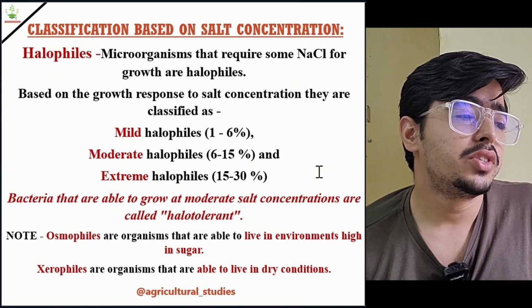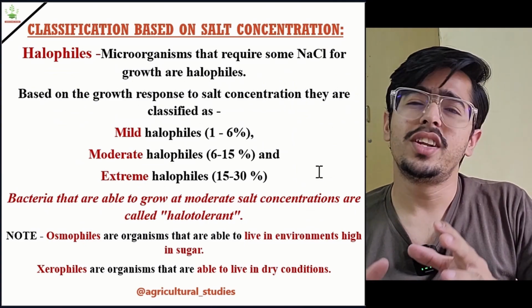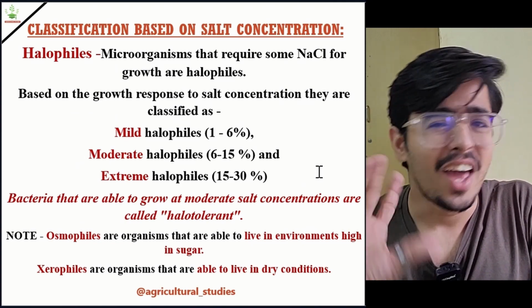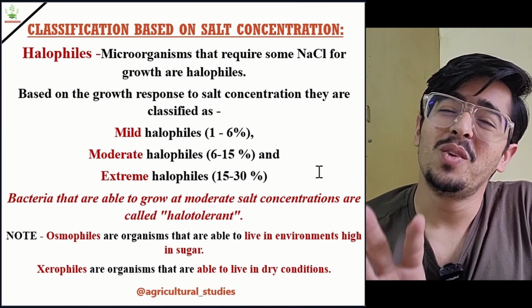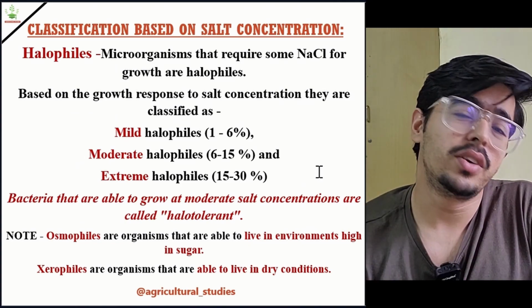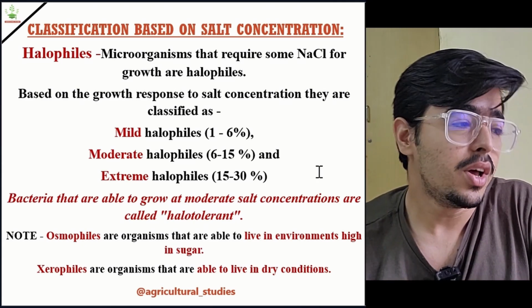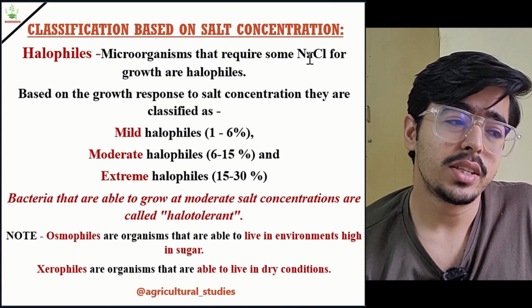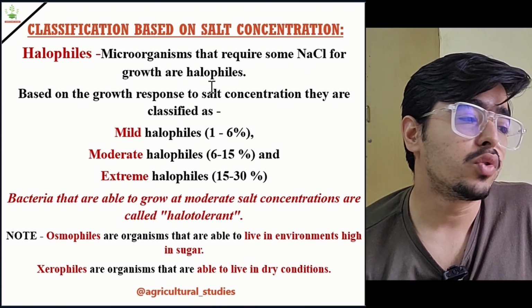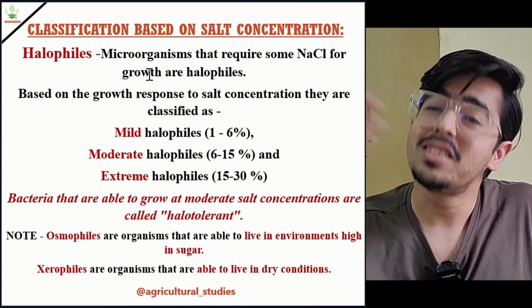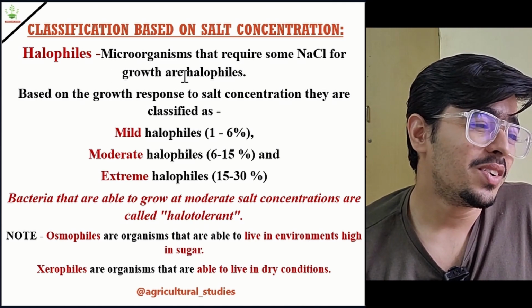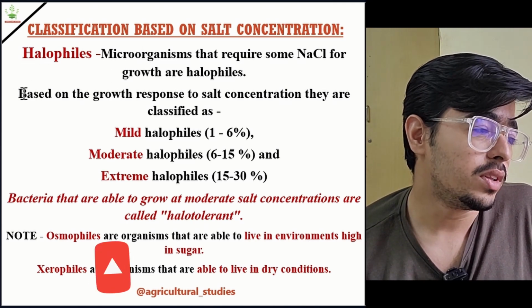Next is classification based on the salt concentration. There is a term halophiles. You may already know that halo refers to the salt concentration. So the microorganism that requires some NaCl for growth, NaCl meaning rock salt, is known as the halophiles.